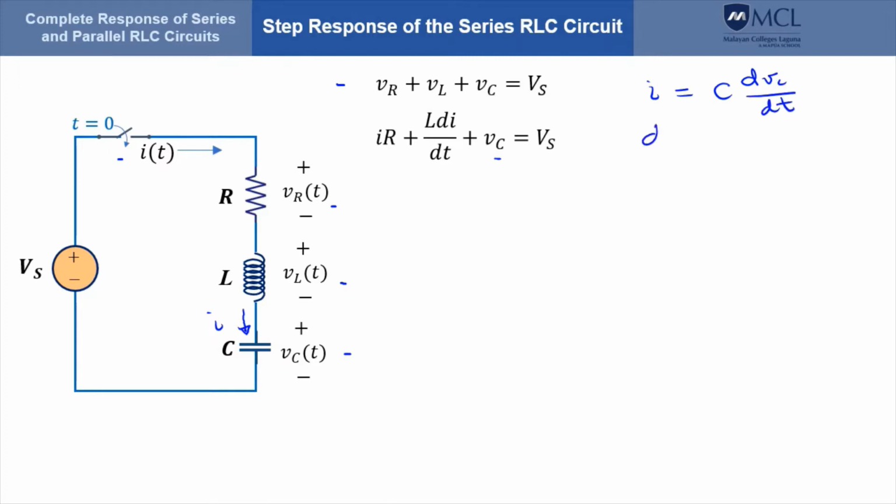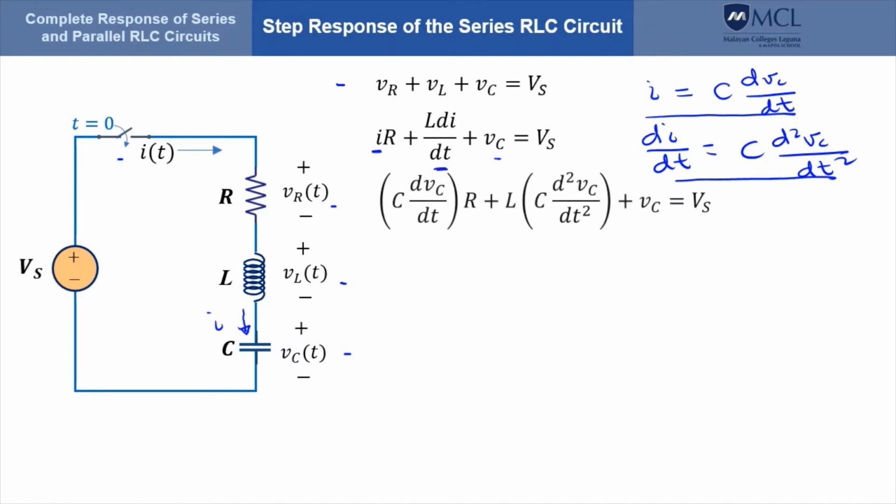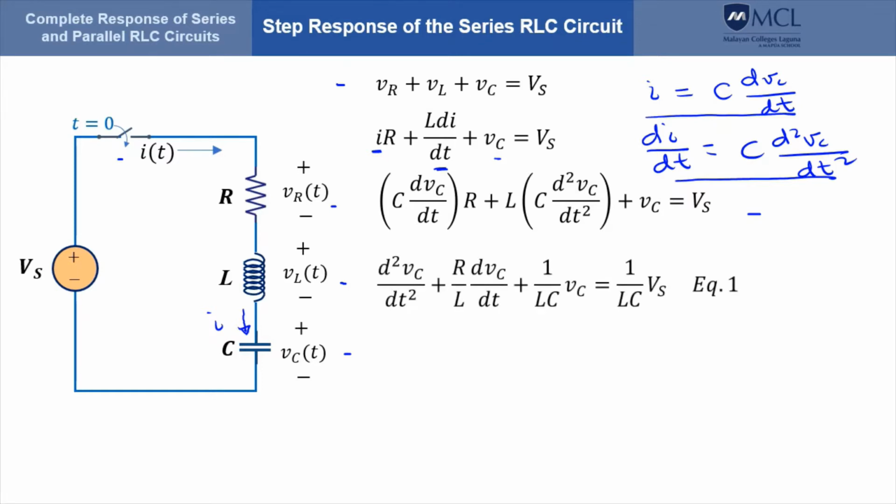And I can also get the derivative of I with respect to time as C times the second derivative of the voltage across the capacitor. I can use this expression to substitute for I here, and this expression to substitute that in here, and that will give me this expression. Now simplifying this will give me a more simple expression that looks like this.